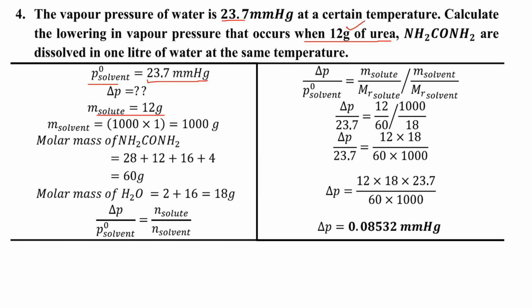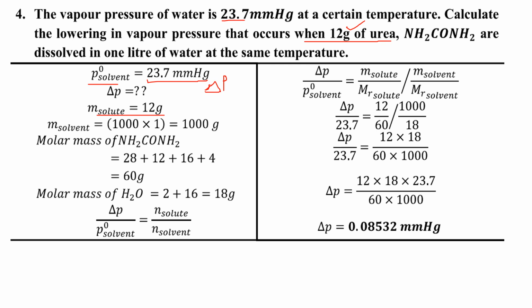Now you're being told to calculate the lowering in vapor pressure, and lowering in vapor pressure is given by change in P, which is always the numerator on the left hand side, are dissolved in 1 liter of water at the same temperature.